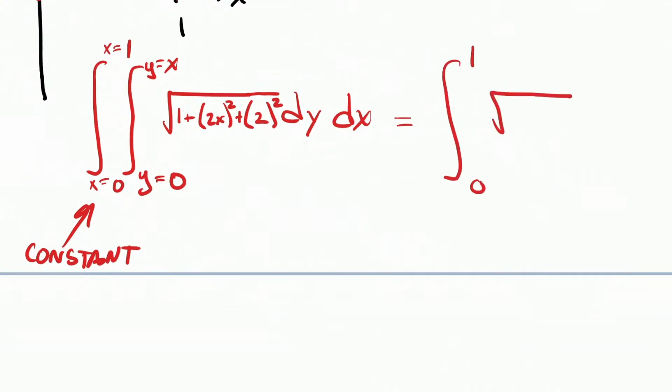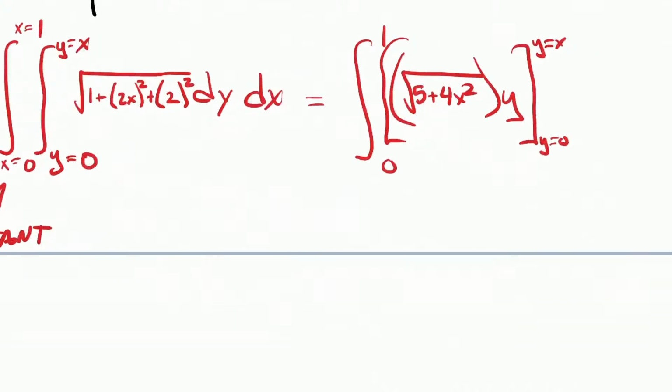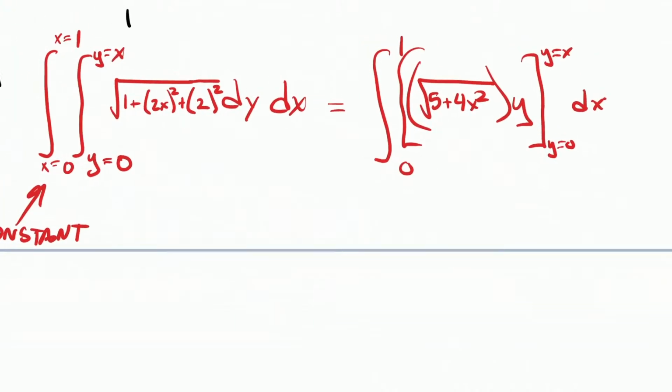So we have the square root of 5 plus 4x squared times y, evaluated from y equals 0 to y equals x. Okay, double check my calculus. So the calculus and maybe a little bit of algebra thrown in there. Make sure I got it right.